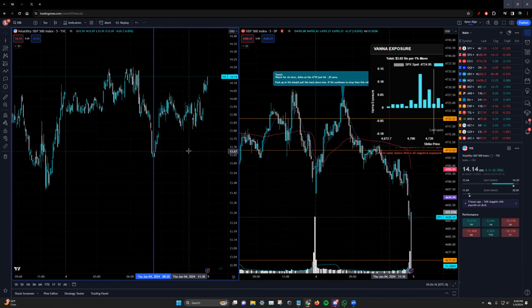So for those who don't know my trading style, I like to use fibs a lot. Fibs and volume profile, outside of gamma exposure, Vana exposure, and whatnot. Those are the other things. So what did I see?